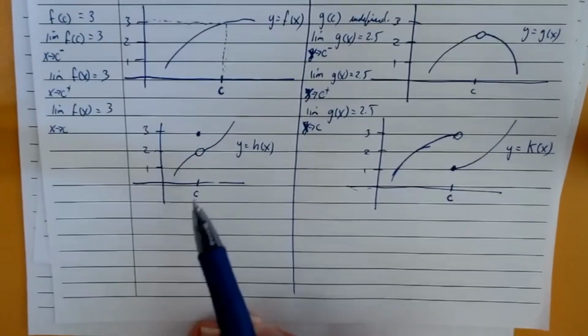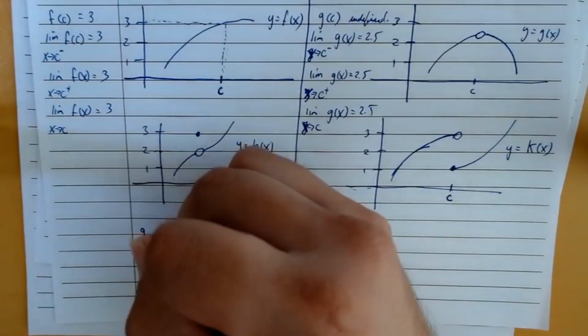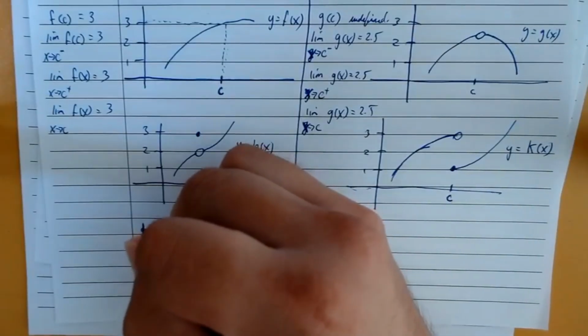All right, let's take a look at this one. That's h, right? So what is h of c?